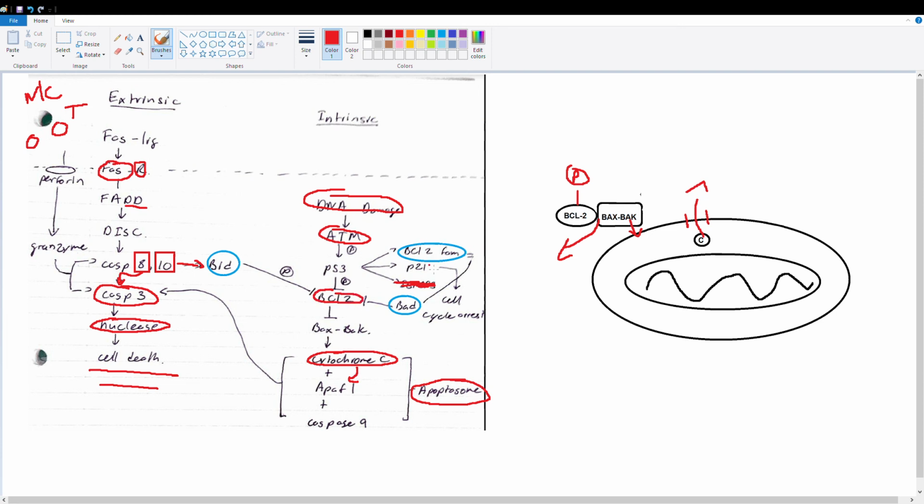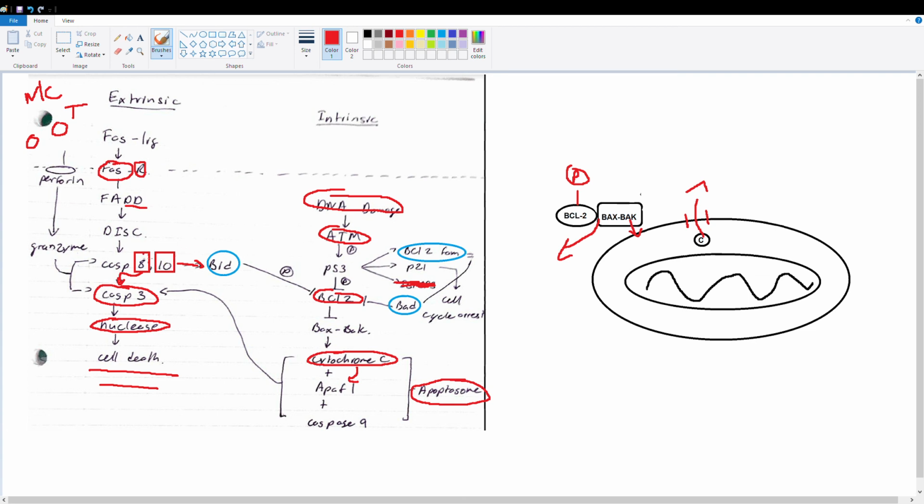Okay, so this might be a little confusing for you because here we have BCL2, and here we have the BCL2 family proteins. These BCL2 family proteins I've outlined in blue circles. They are actually pro-apoptotic. BCL2 itself is anti-apoptotic. So when BCL2 is bound and active, it's not going to let BAX and BAK release cytochrome C. So remember that the BCL2 family is pro-apoptotic, and BCL2 itself is anti-apoptotic.